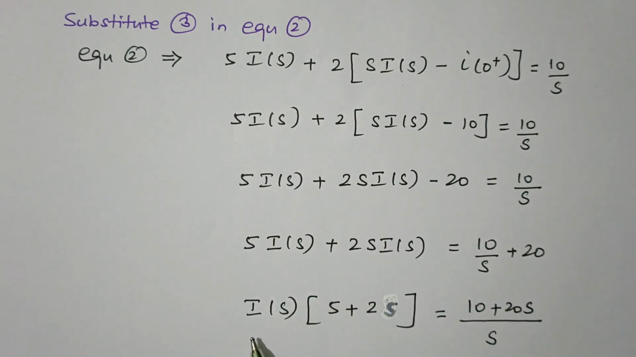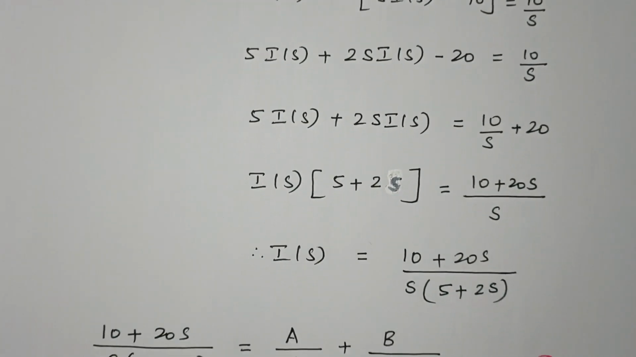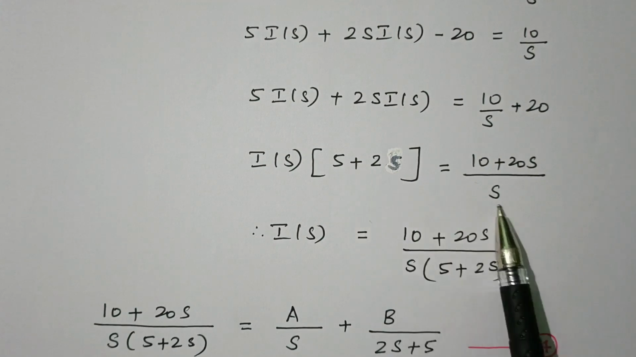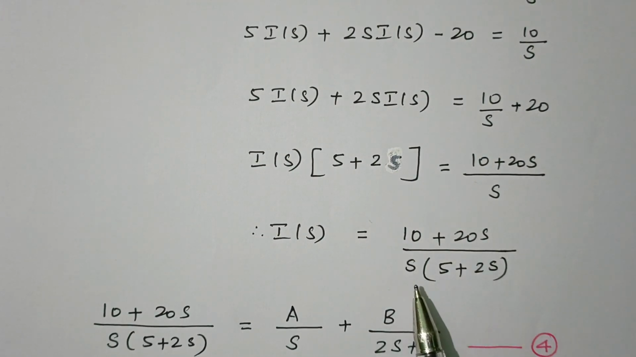Now here take I of s common. So it is (5 plus 2s) into I of s equal to, here take s common, so that s is available here. So 10 plus, here s is not there, so it is multiplied by 20s. 10 plus 20s divided by s. So from that we can find the I of s value. Bring this term to the denominator. I of s equals 10 plus 20s divided by s into (5 plus 2s).